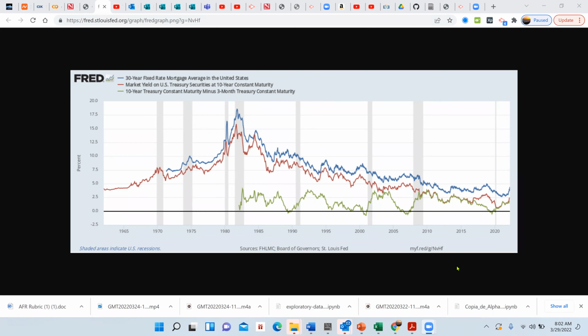So this is where we get this green line. This green line is the 10-year Treasury minus the 3-month, the very short term. What do you notice about that? This has historically been one of the most powerful indicators. Do you understand what that green line is now? That's the rate on a 10-year minus the rate on a 3-month.